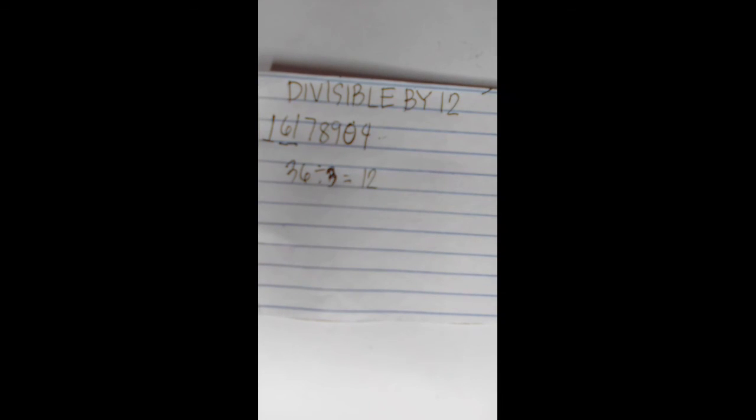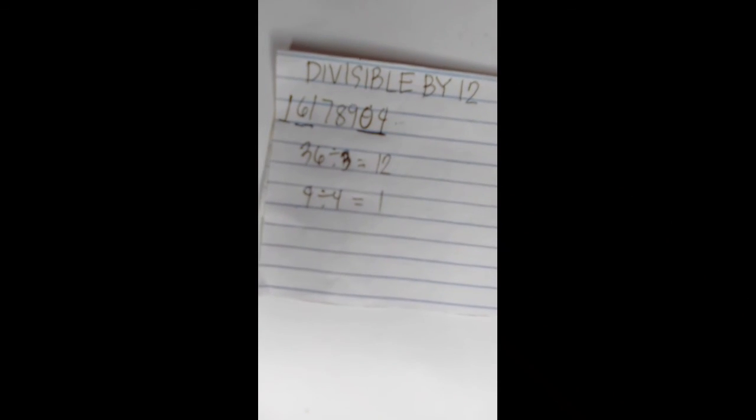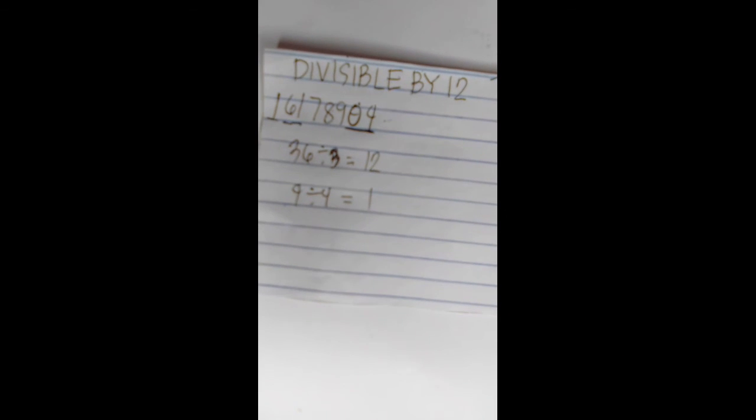That's 12, right? And let's find out if this is divisible by 4. We need to determine the last two digits. The last two digits are 0, 4. So 4 is divisible by 4. That is 1. And if you're going to use your calculator, 16,178,904 divided by 12. So yes, it's divisible by 12.